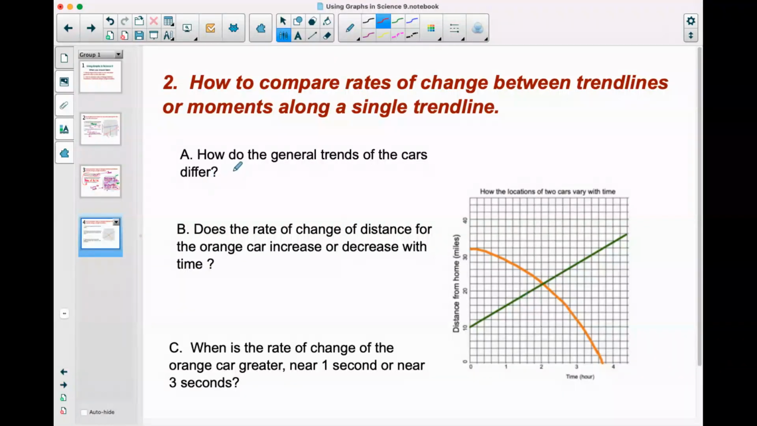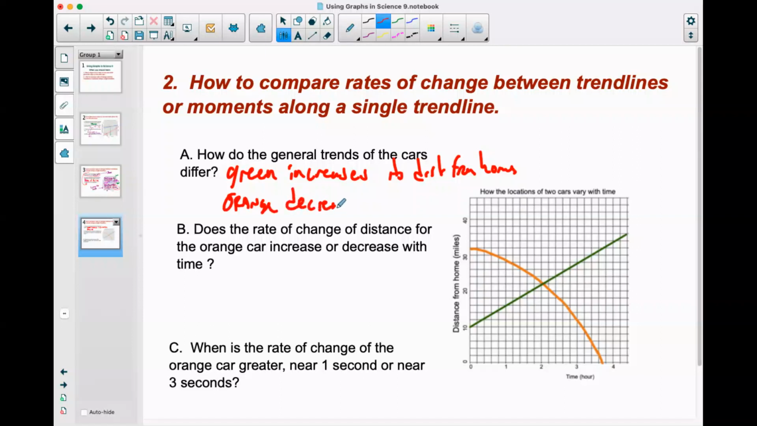Well, green increases its distance from home, while orange decreases. All right. The orange car is actually getting closer to home, while the green car is getting further from home.